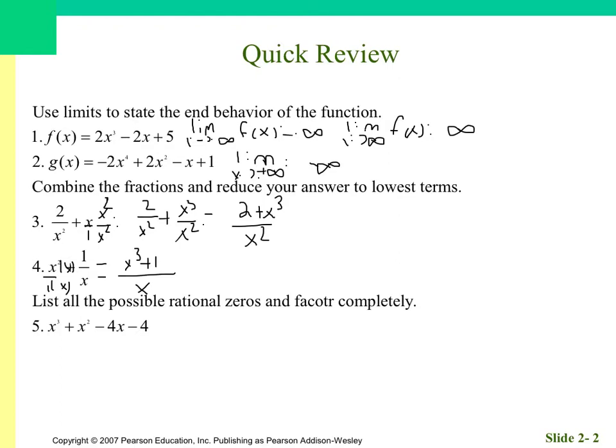List all the possible rational zeros and factor completely. I typed factor wrong there. So all the possibles: plus or minus 4, plus or minus 2, plus or minus 1. Because remember you do negative 4 divided by 1, and all the factors of it. Okay. And then find one of them that is a zero. So check it in your graph.